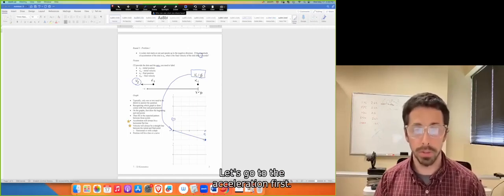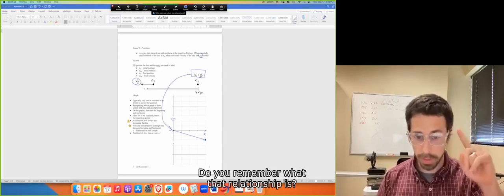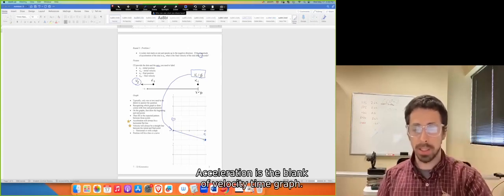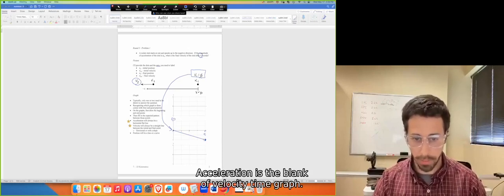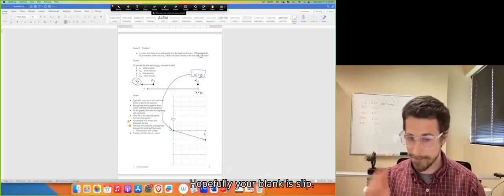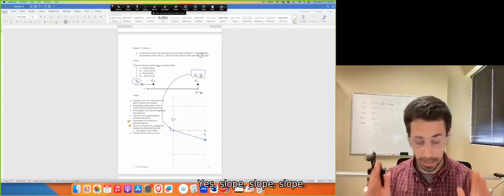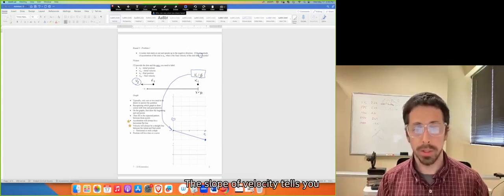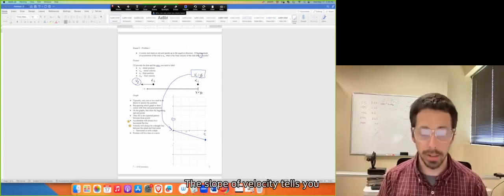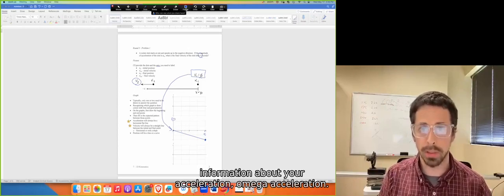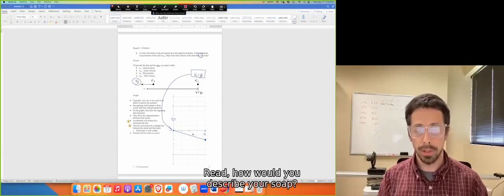Let's go to acceleration first. You remember what that relationship is? Acceleration is the blank of the velocity time graph. Hopefully your blank is slope. Yes, slope, slope, slope. The slope of velocity tells you information about your acceleration. I'll make acceleration red. How would you describe your slope?